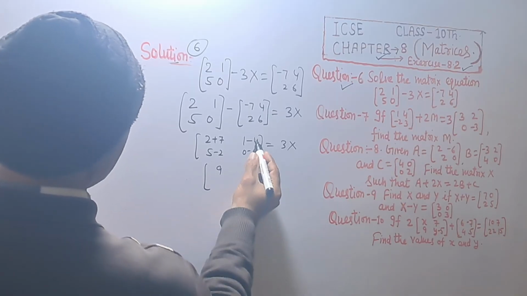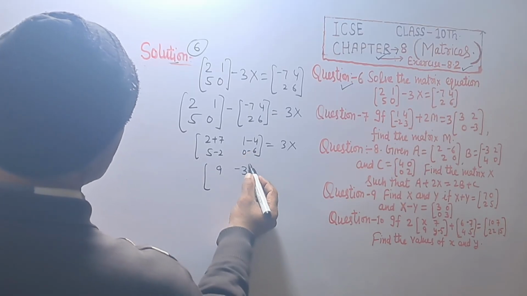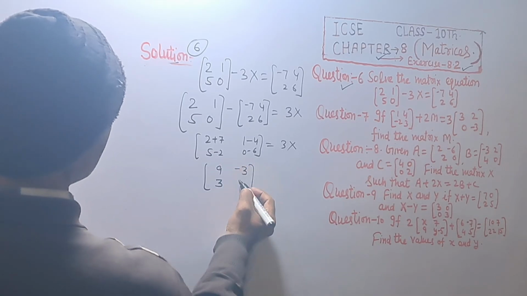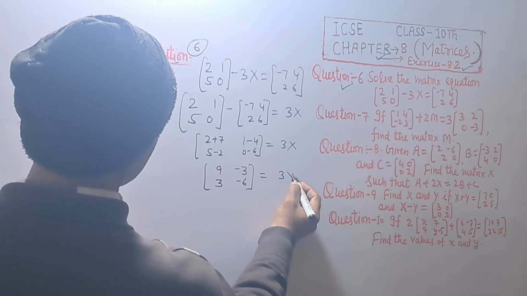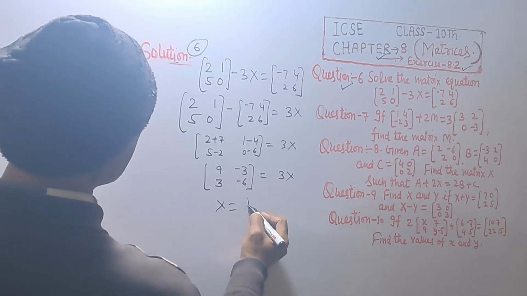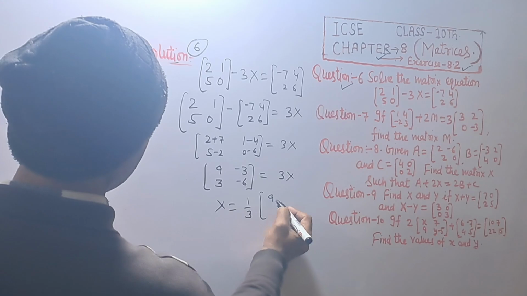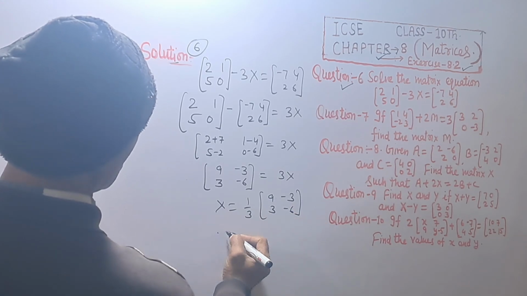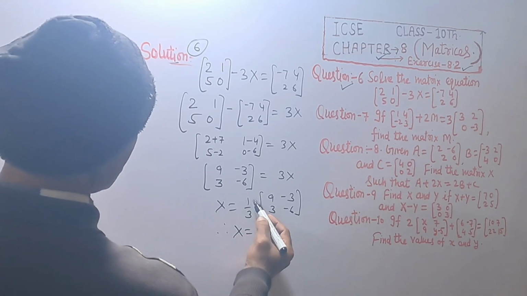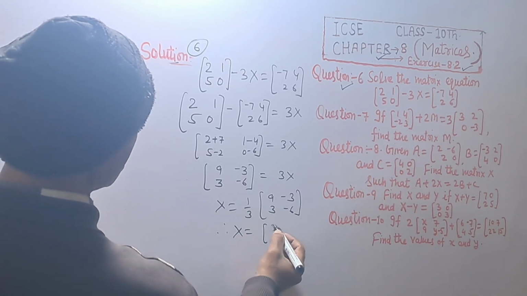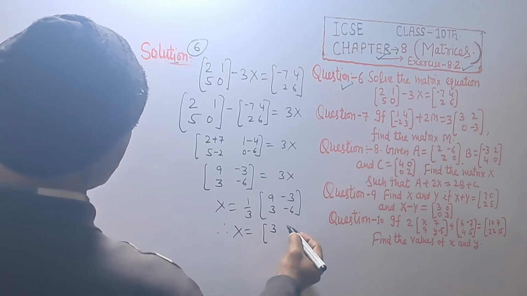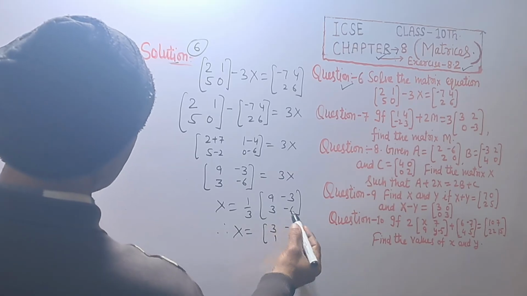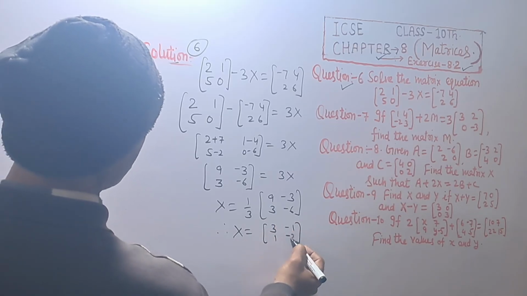2 plus 7 equal to 9. 1 minus 4 is equal to minus 3. 5 minus 2 is equal to positive 3, and 0 minus 6 is minus 6, equal to 3x. To find the value of x, it is 1 upon 3 times [9, -3; 3, -6]. So x: 9 divided by 3 is equal to 3. Minus 3 divided by 3 is equal to minus 1. 3 divided by 3 is 1. Minus 6 divided by 3 is equal to minus 2.